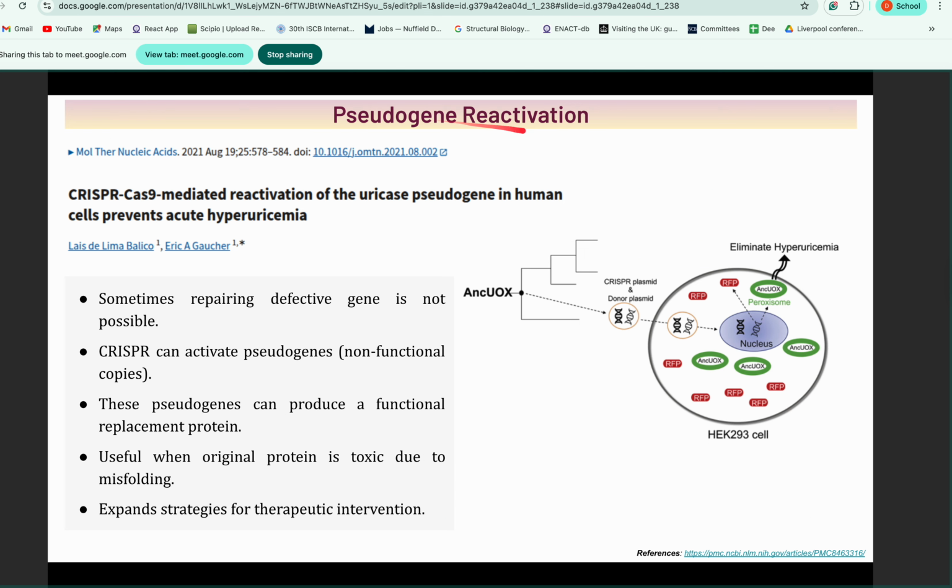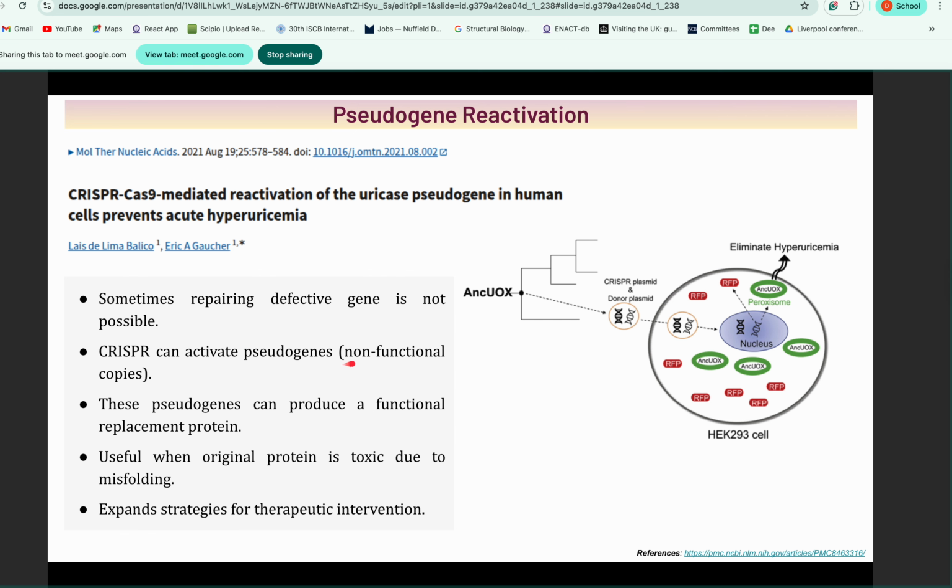Okay, now we'll talk about the pseudogene reactivation. We can also activate the pseudogenes. Pseudogenes are like false genes. CRISPR-Cas9 mediated reactivation of uricase pseudogene in human cells prevents the acute hyperuricemia. Sometimes repairing the defective gene is not possible. For example, I have a gene which is defective, so I cannot repair it. There are some conditions due to which I'm not able to repair it. So in that case, CRISPR can activate the pseudogenes.